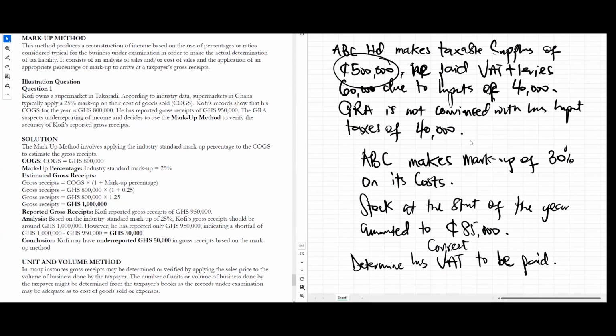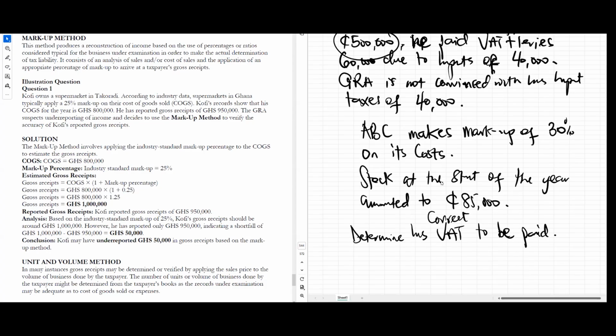Let's look at the markup method. Now that you understand markup, let's try an actual question. Somebody has paid VAT. He made income of 500,000, and he has paid VAT and levies of 60,000 because of input of 40,000. You know the VAT should have been what? 20%, applied straight on the income. So 20% of the 500,000 should have given us 100,000, right? But he said he has input of 40,000. Can you see that?